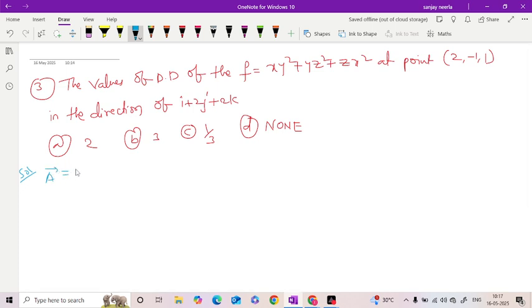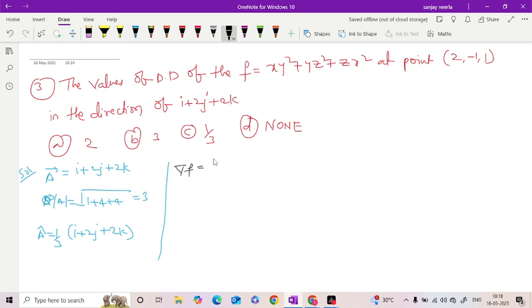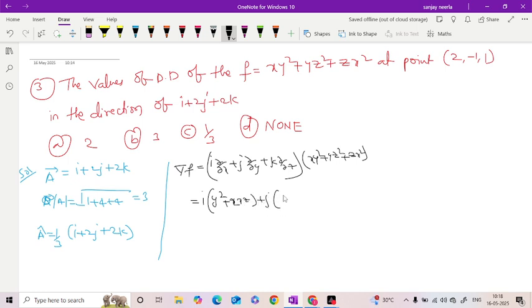What is the first vector? Vector a is i plus 2j plus 2k and its length is under root of 1 plus 4 plus 4, that means 3. That means a cap is 1 by 3 of i plus 2j plus 2k. And the gradient of f, del f is i into dou by dou x plus j into dou f by dou y plus k into dou f by dou z of xy square plus yz square plus zx square. After differentiating with respect to x, y square plus 2xz, plus j into 2xy plus z square. After differentiating with respect to z, we get 2yz plus x square.